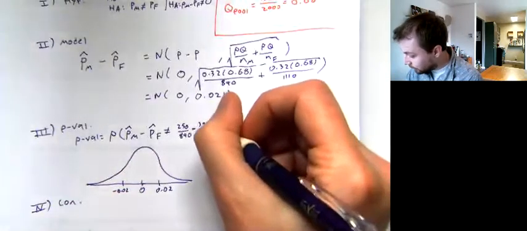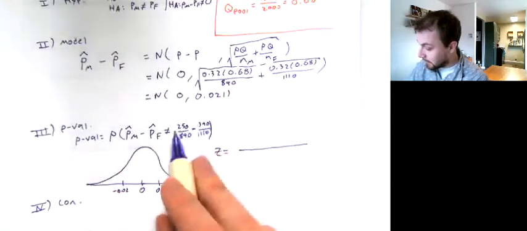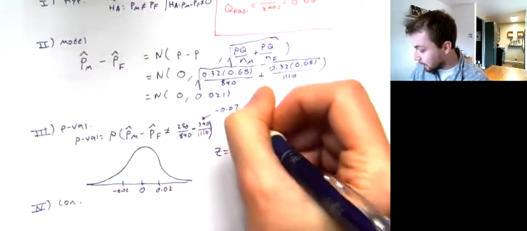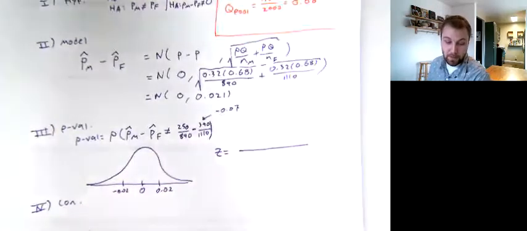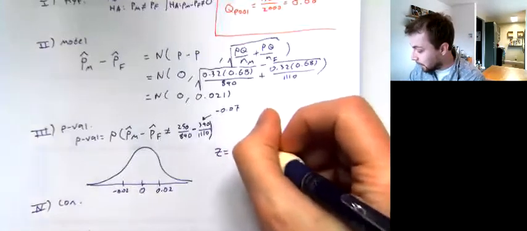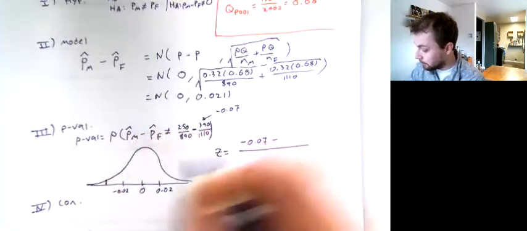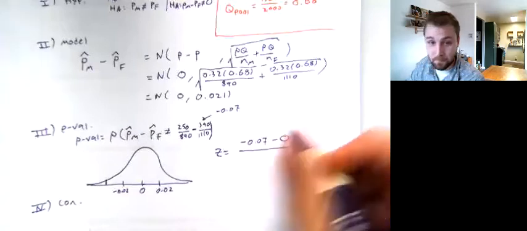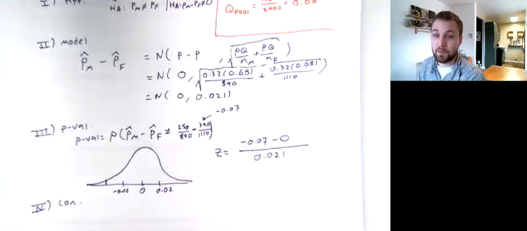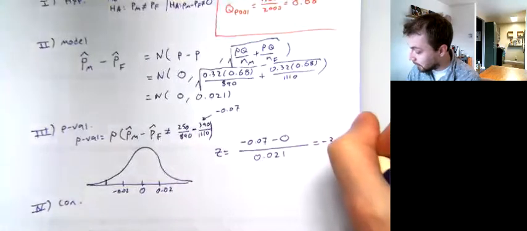Now I'm going to find my z-score by taking the value that I get when I do this difference. And when I subtracted these numbers in my calculator earlier, I got negative 0.07. So in hindsight, I probably should have done female minus male, but that's okay. My value is negative 7%. That shows up here. Minus my center, which is 0, and I am counting by 0.021 or 2.1%. This gives me a z-score of negative 3.33.